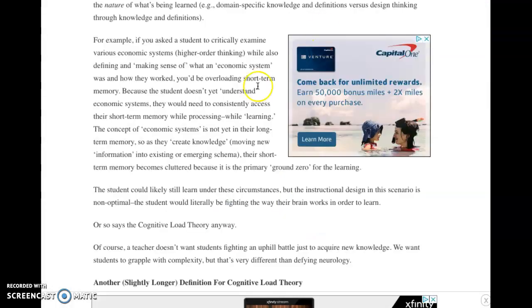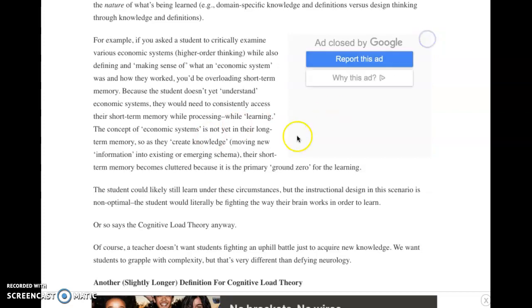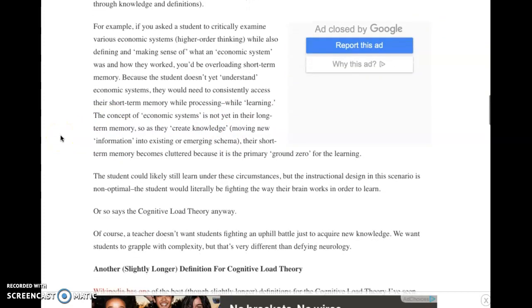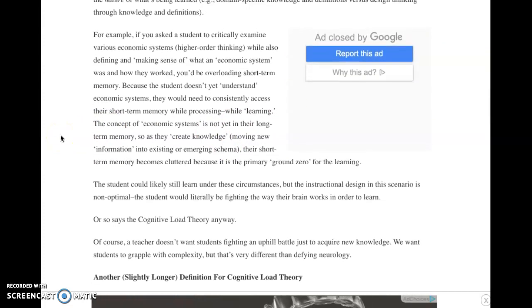And there's this example that I thought was a really great way to help understand what this was, so I'm just going to read it off of this website for you. It says, for example, if you asked a student to critically examine various economic systems while also defining and making sense of what an economic system was and how they worked, you'd be overloading short-term memory.